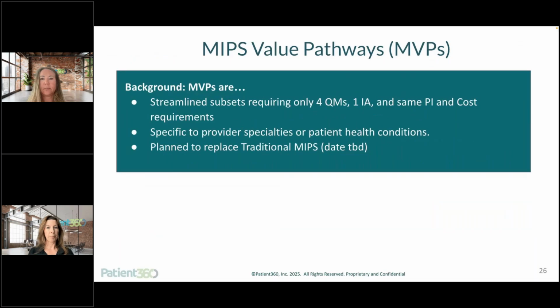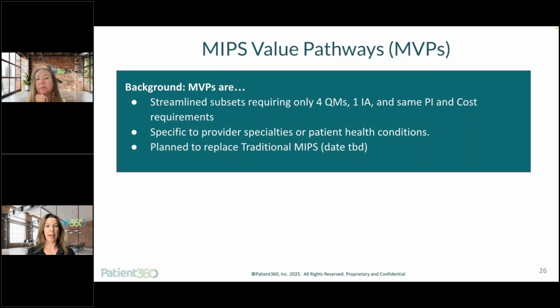I want to spend a little more time on MIPS value pathways. As a reminder, MIPS value pathways are streamlined subsets that require only 4 quality measures, and they're intended to make things a little easier to understand and have streamlined choice. They are intended to replace traditional MIPS.